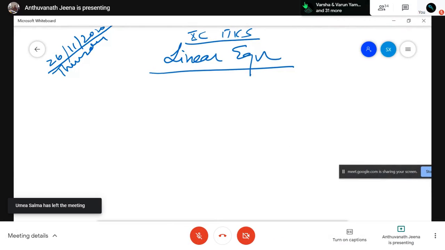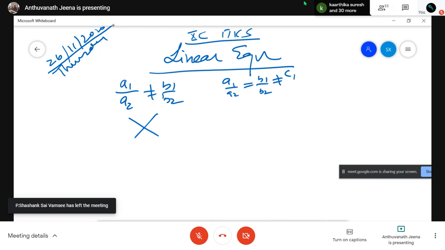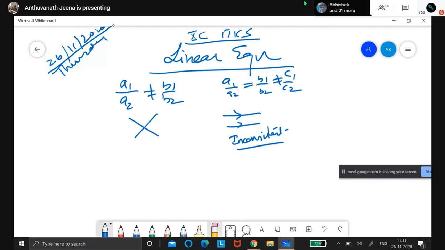Linear equations. We have already studied this, so just recall. A1 by A2 not equal to B1 by B2 means intersecting lines. A1 by A2 is equal to B1 by B2 and not equal to C1 by C2 means parallel lines. So we call it inconsistent. Parallel means there is no answer. Here there is only one solution.